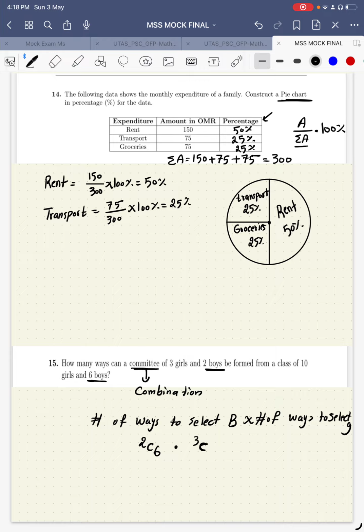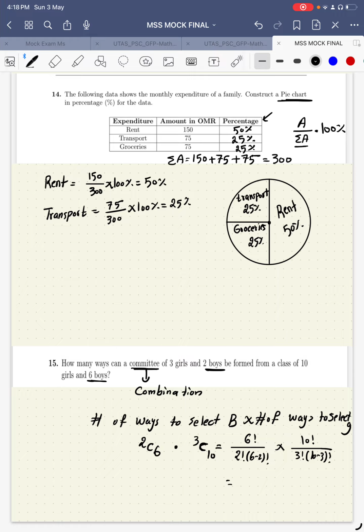So I would like to see how many ways I can choose 3 out of how many girls in total? 10, which is gonna be what? It is the same thing as 6 factorial divided by 2 factorial times (6 minus 2) factorial, times 10 factorial divided by 3 factorial times (10 minus 3) factorial.